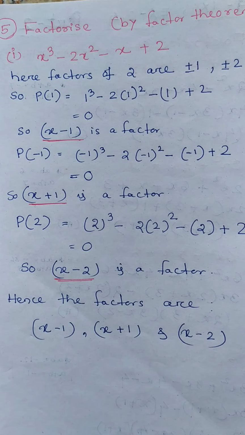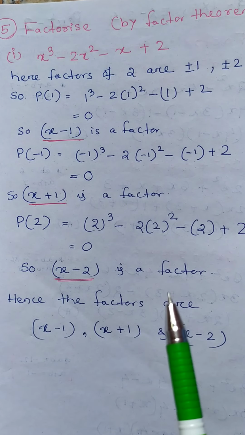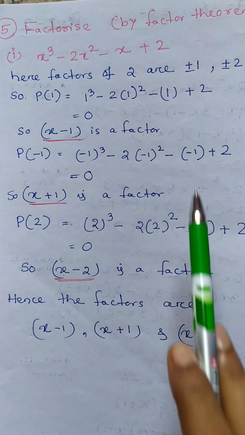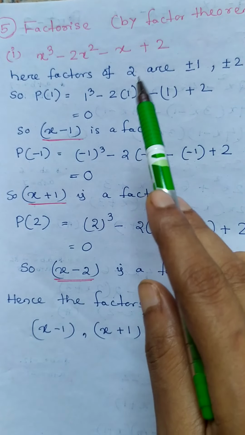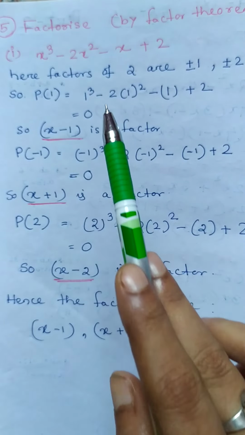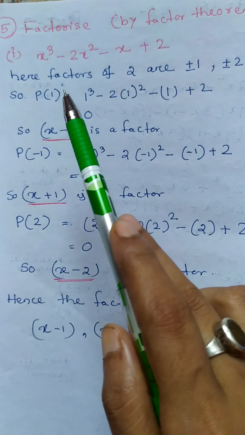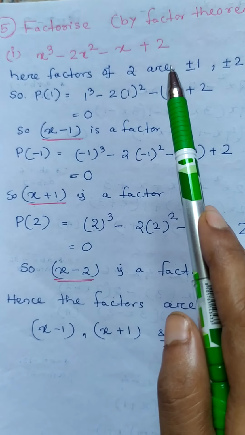Coming to question number 5, again the same type of question is given, we need to factorize. Only factorize is given, nothing else has been mentioned. So here I have chosen the factor theorem. In our previous question we solved by middle term splitting, while in question number 5 we have chosen the factor theorem. The very first bit is given as x cube minus 2x square minus x plus 2.